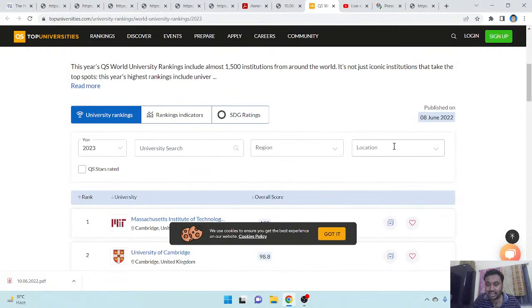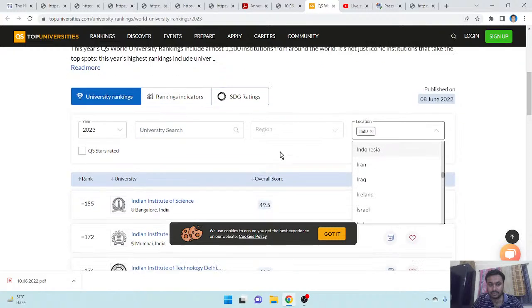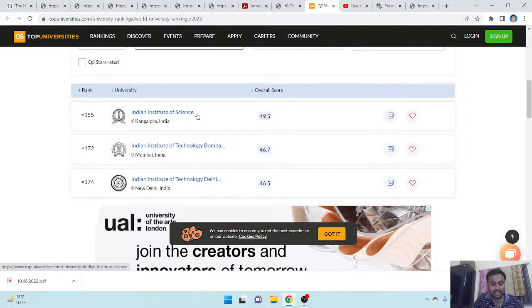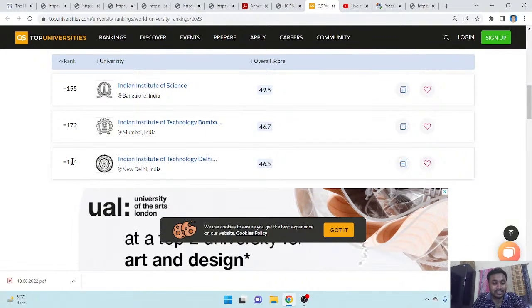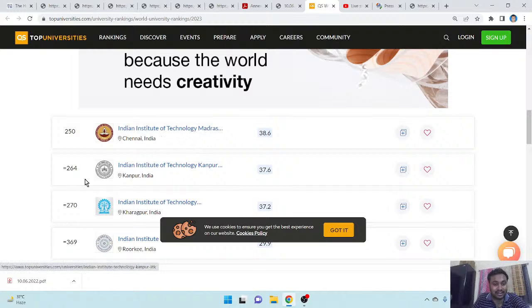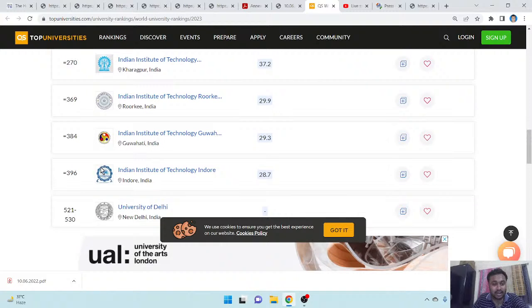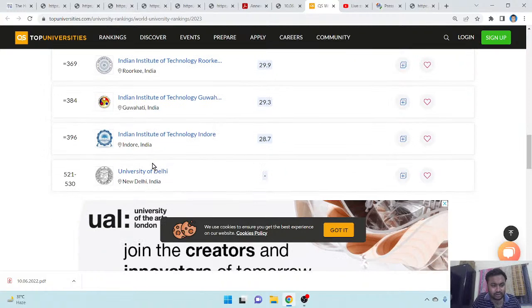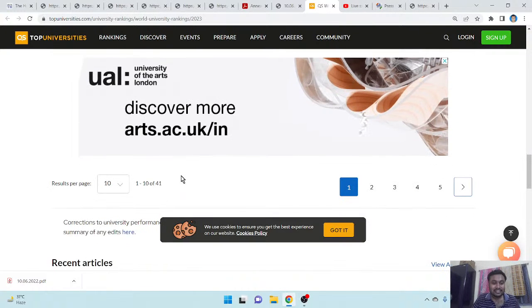So if you find India, go to India. So rank 155 is the Indian Institute of Science Bangalore, score is 49.5. Okay, then rank 172 has been occupied by the Indian Institute of Technology IIT Bombay, then rank 174 IIT Delhi, then 250th rank is IIT Madras, 264 is IIT Kanpur, 270 is IIT Kharagpur, 369 is IIT Roorkee, 384 is IIT Guwahati, 396 is IIT Indore, and 521 to 530 is the University of Delhi. This is the ranking of Indian universities.